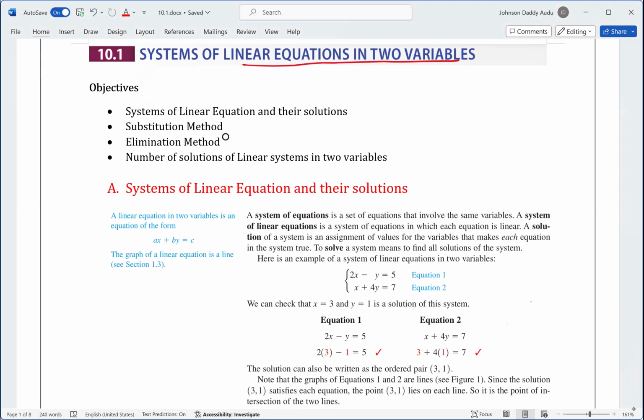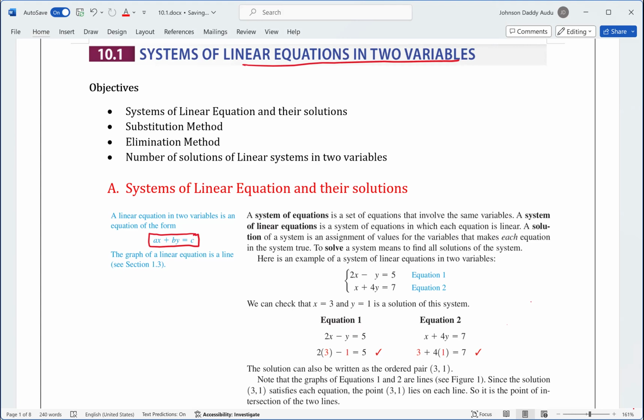So a system of equations is a set of equations that involves more than one variable. So we said a system is linear. A system of linear equations is a system of equations in which each equation is linear. For example, now we know that a linear equation can be written in this form: ax plus by equals c. So if you have more than one of these equations, then it becomes a system.